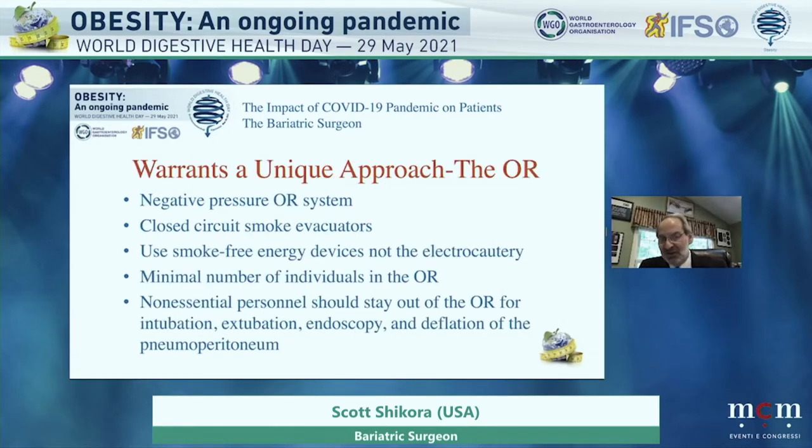Now, I'm not suggesting we take a cavalier approach to things. COVID is still a dangerous and deadly infection, so things have to be done differently. And it starts with the operating room. Instead of positive pressure ventilation, it needs to be negative pressure ventilation. We need to minimize smoke by using closed circuit smoke evacuators and avoiding electrocautery in favor of energy devices that don't produce smoke, like the LigaSure or the harmonic scalpel. Non-essential personnel need to be out of the operating room, particularly the first 20 minutes or so during intubation and induction, and also during the waking up and extubation phase at the end.